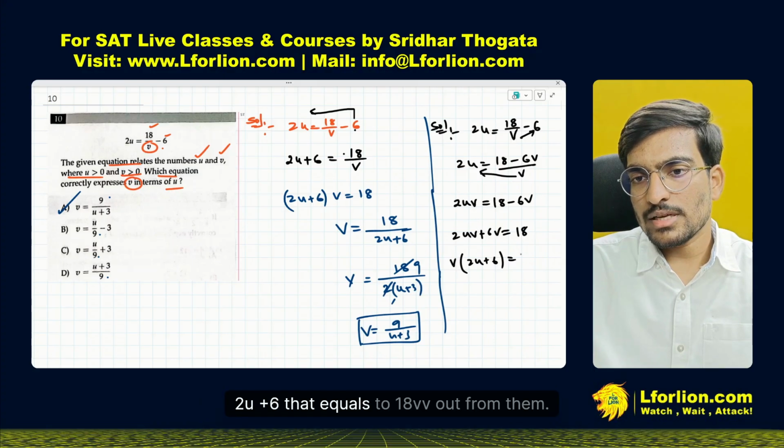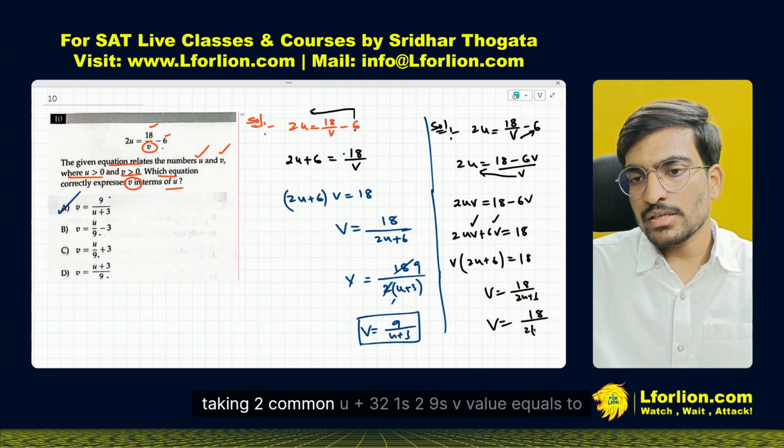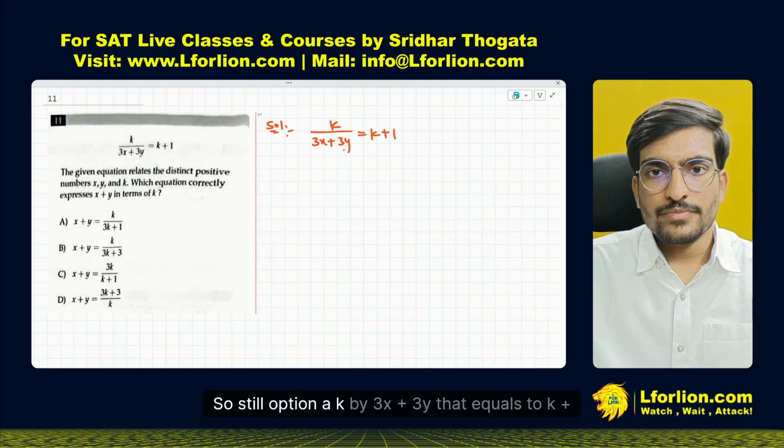So (2u plus 6) times v equals 18. Taking v out, v equals 18 by 2u plus 6. V equals 18 by taking 2 common, u plus 3. 2 ones, 2 nines. V value equals 9 by u plus 3. So still option A.